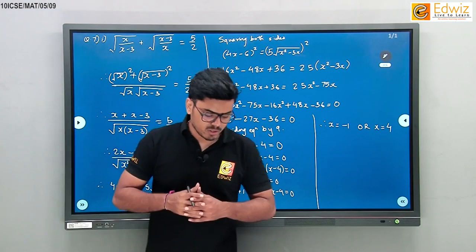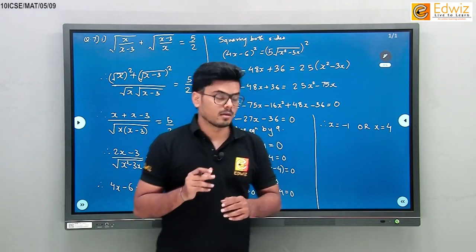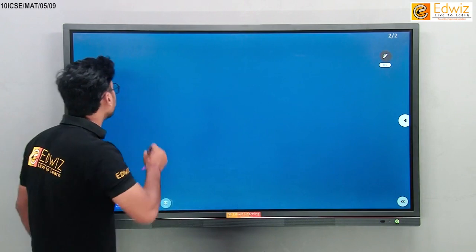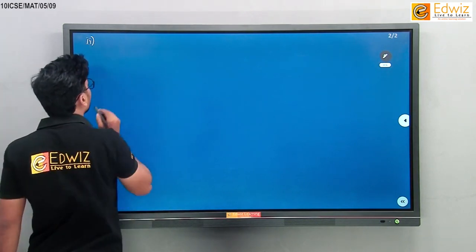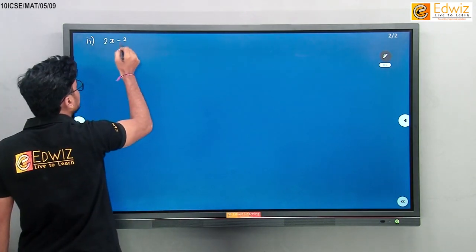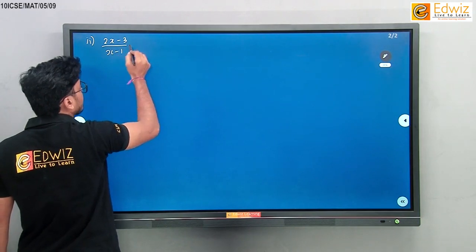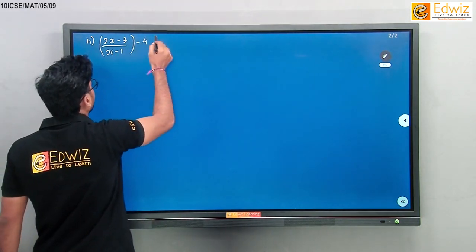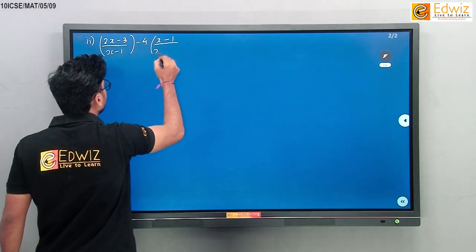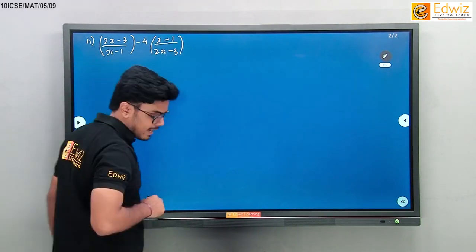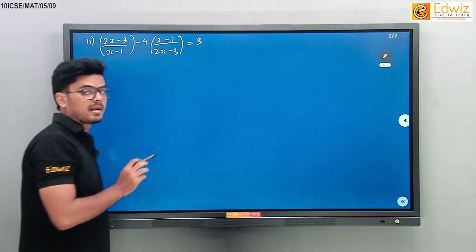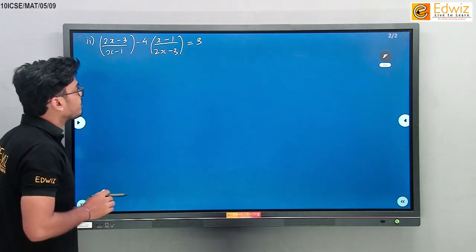Okay students, moving on to the second sub question. It's a similar question, but there is no square root this time. The equation is 2x minus 3 upon x minus 1, then we have minus 4 into x minus 1 upon 2x minus 3. And on the right hand side we have just 3. This is the required equation. Now let us solve it. You know what to do.